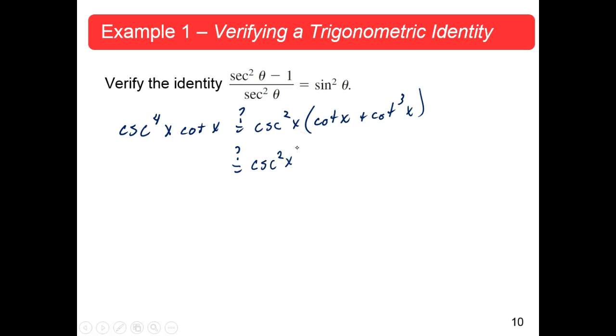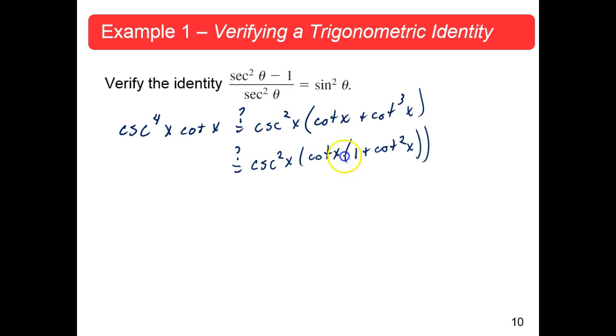Now, of what remains, what might you do to it? Say again? Factor out what? You may have said it, I can't hear well. Cotangent x, right? And what's left after you factor that out? Of the first term, you have a 1 plus, in the second term, you have a cotangent squared x. Okay, two sets of parentheses there.